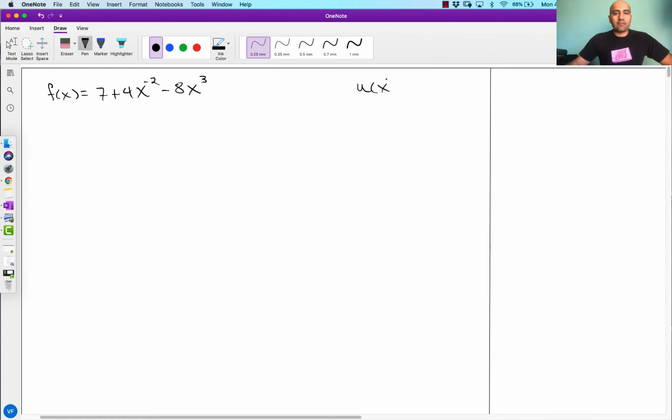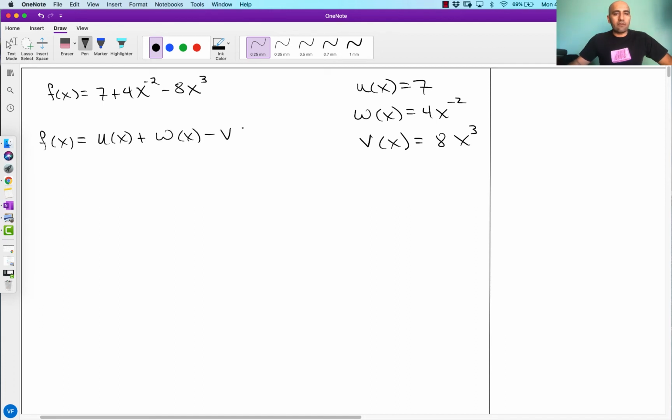So we know that if we had u of x equals 7 and we had w of x equals 4x to the minus 3, and we had v of x equal to 8x to the third power, each one of these is differentiable by the power rule. And so what we have here is some function that is being described as a summation or a subtraction of other functions that we know are differentiable. This is equal to u of x plus w of x minus v of x.